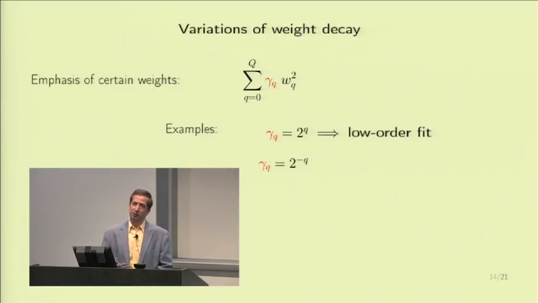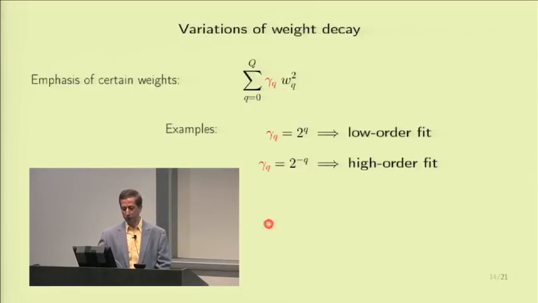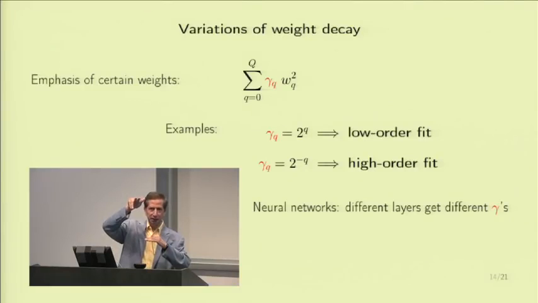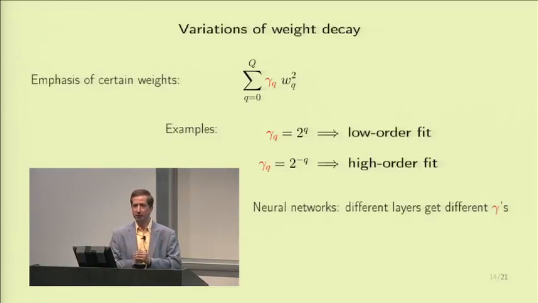Let's look at the opposite. If you have that, well, you find it. Now the bad guys are the early guys. I'm okay with the high order guys, but not the low order guys. So this would be a high order fit. You can see quite a variety of this. And in fact, this functional form is indeed used in neural networks, but not for high order or low order, but in something else. It is used because when you do the analysis properly for neural networks, you find that the best way to do weight decay is to give different emphasis to the weights in different layers. They play a different role in affecting the output, okay? And therefore, this would be accommodated by just having the proper gamma in this case.